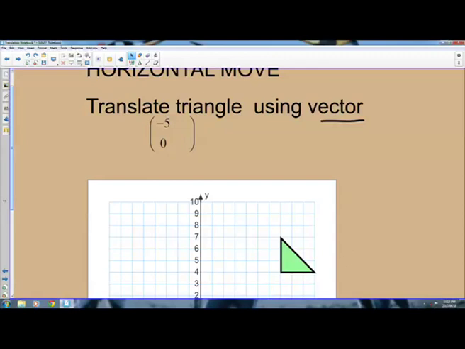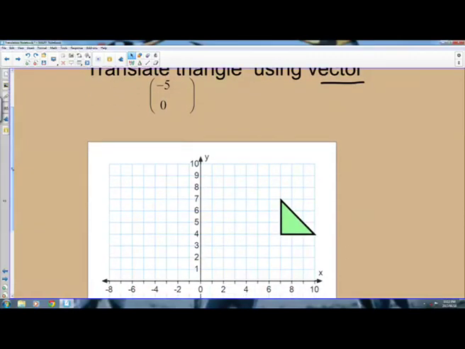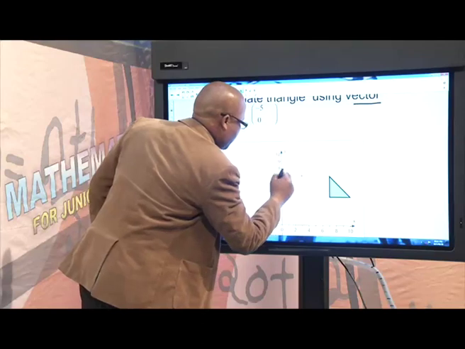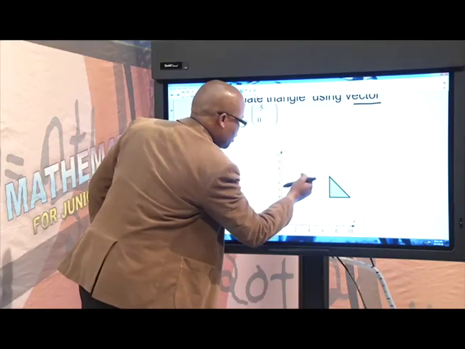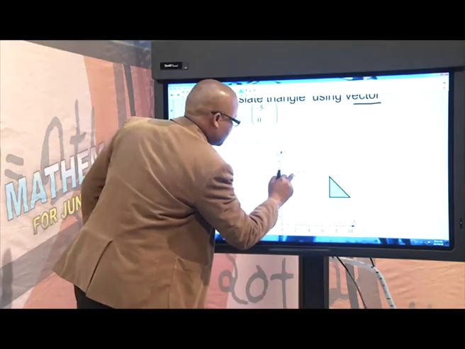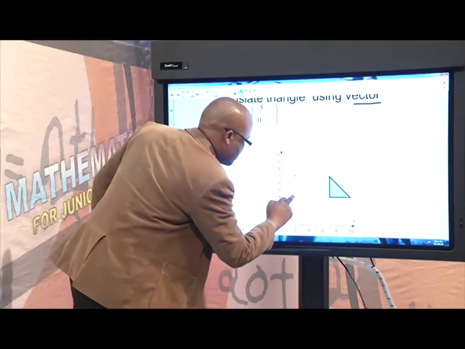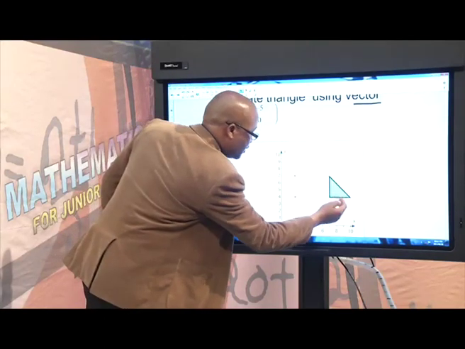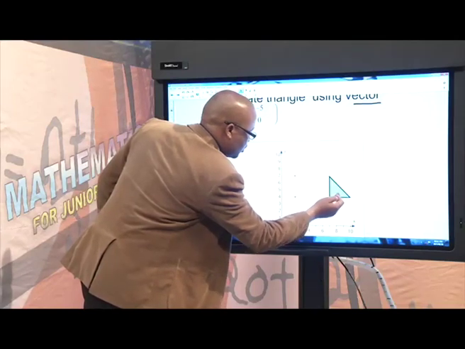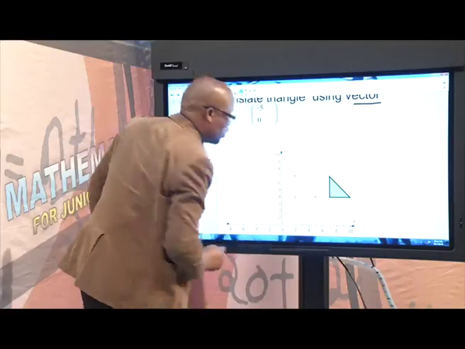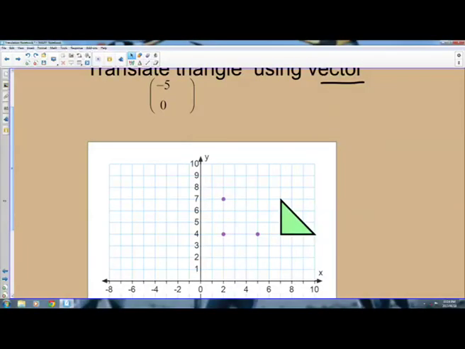So let us translate using this vector. We are to translate the figure here using the vector -5, 0. So every point is going to move 5 steps towards the left-hand side. 1, 2, 3, 4, 5. It's not here. 1, 2, 3, 4, 5. It's here. Thus, this point will be here. And then what about this one? It will be here. Then this one, 1, 2, 3, 4, 5. It's here. So that's how we translate our points. We can now take a ruler, join these points.